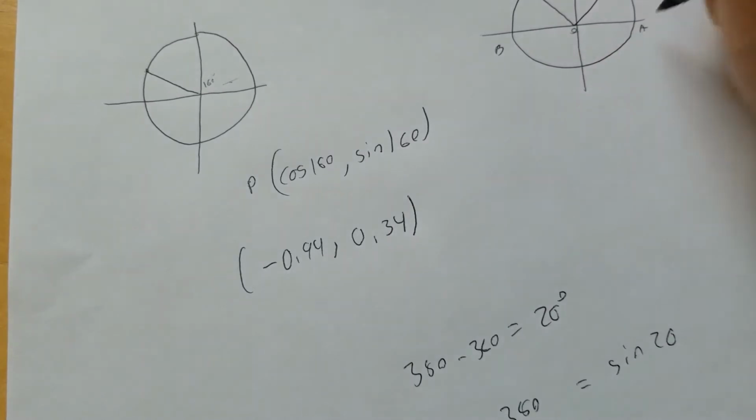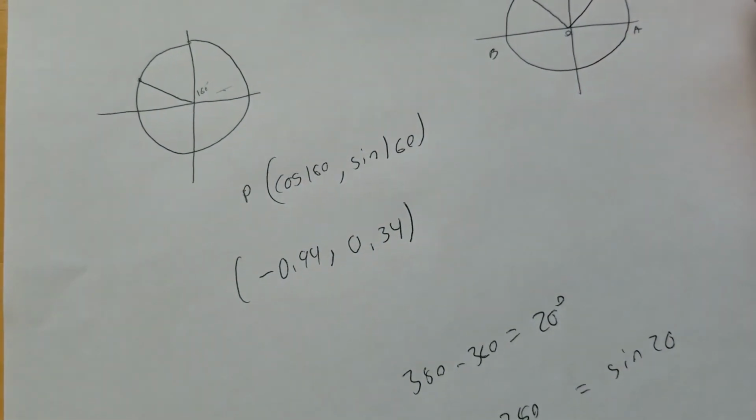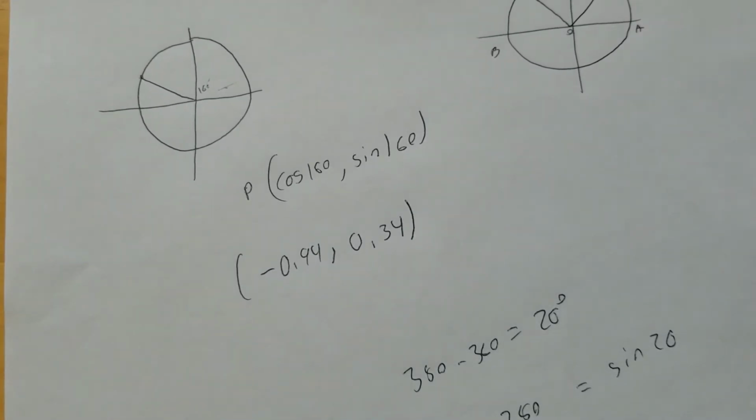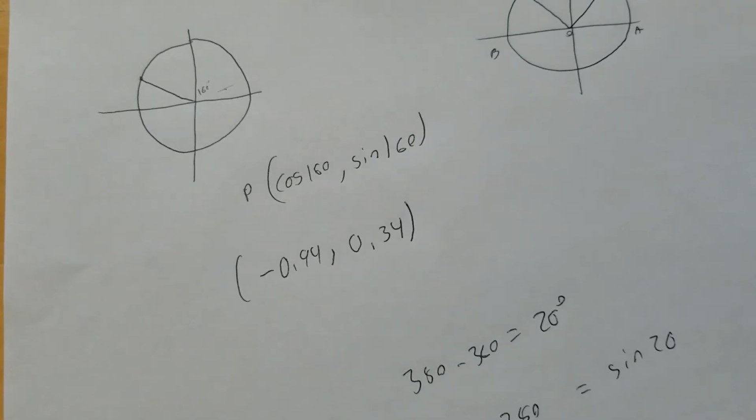Let's just say this is BOA. Okay? You should note that angle BOP2 is the same measure as angle AOP1, because P2 is a reflection over the y-axis of P1. So angle AOP1 is a 30-degree angle, so sine 30 is 0.5. Angle AOP2 is a 150 angle, so sine 150 is also 0.5. Okay?